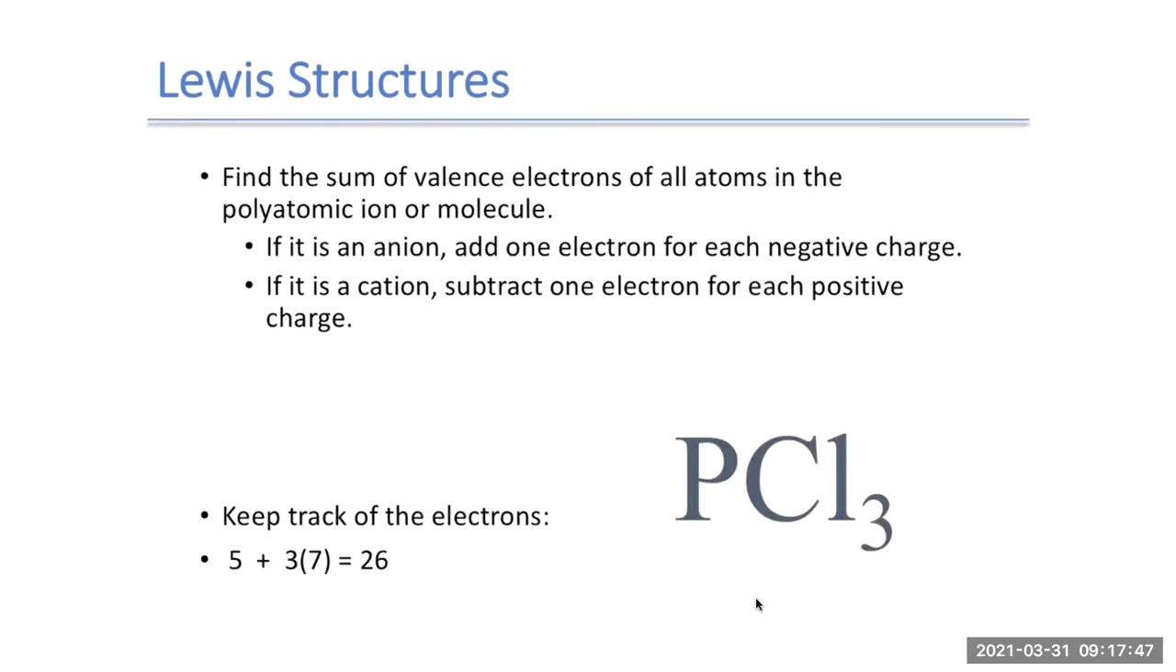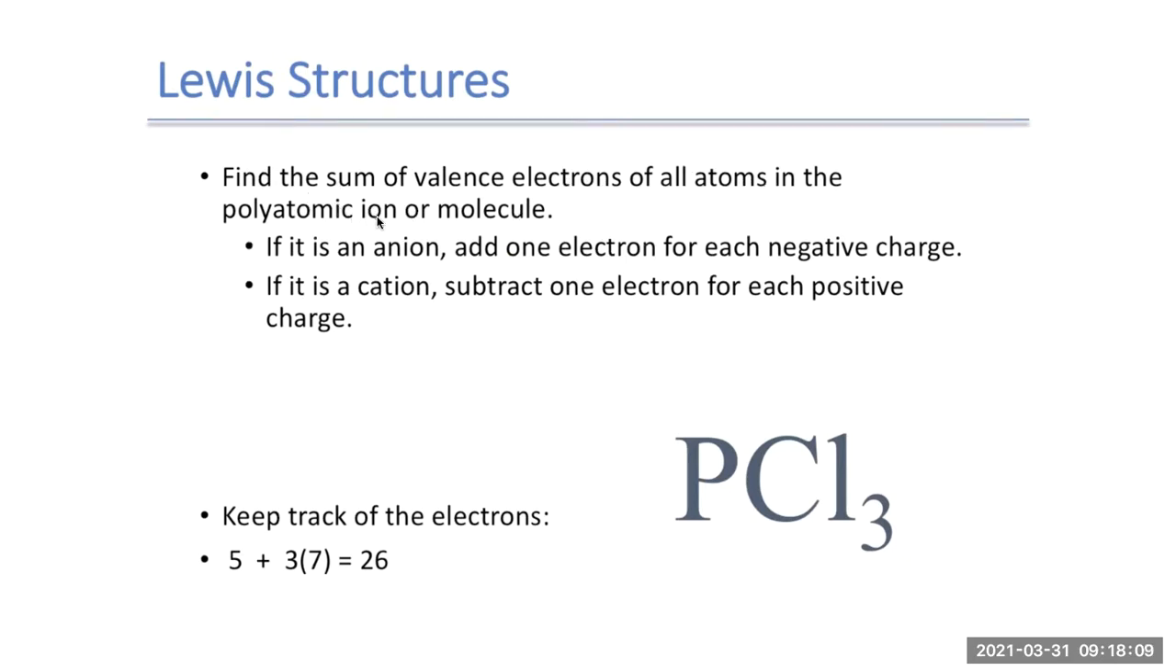And so what if we're drawing a Lewis structure for something a little more complicated than just 2 atoms? There are some steps we want to follow. First, we want to find the sum of all the valence electrons for our molecule or polyatomic ion.